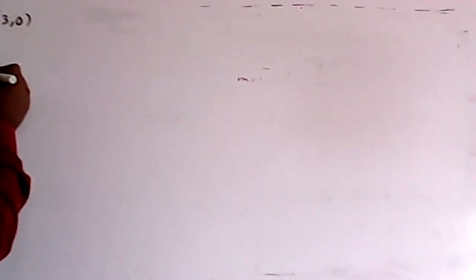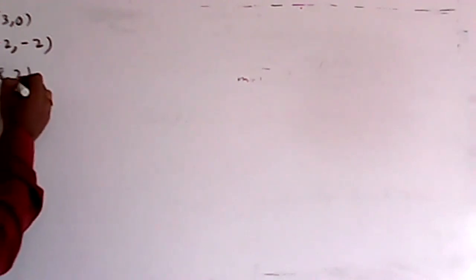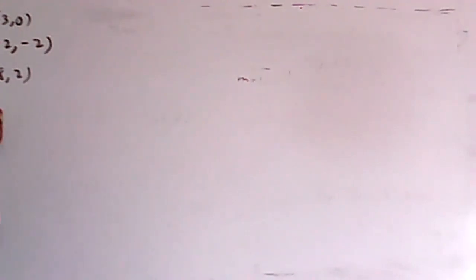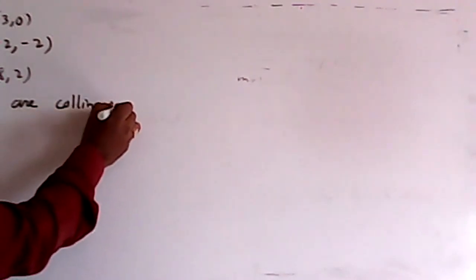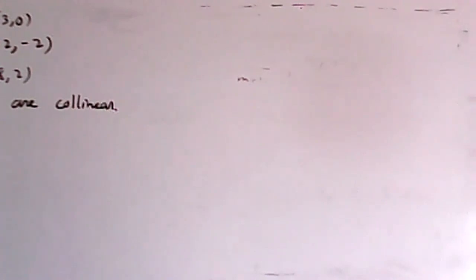What is the question? Let us see. By using the concept of equation of a line, prove that the 3 points, they have given 3 points. What are those? First is 3 comma 0. Second is minus 2 comma minus 2. Third one is 8 comma 2. Prove they are collinear. So what will you use now?